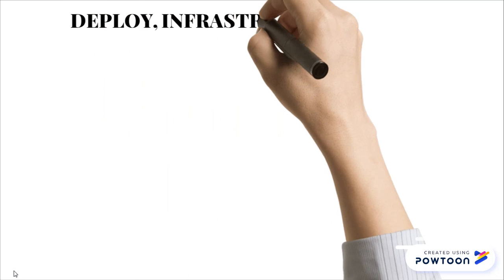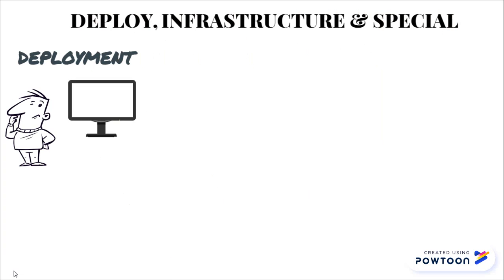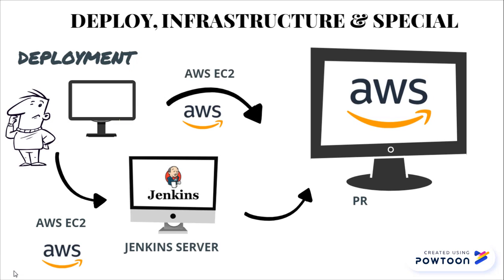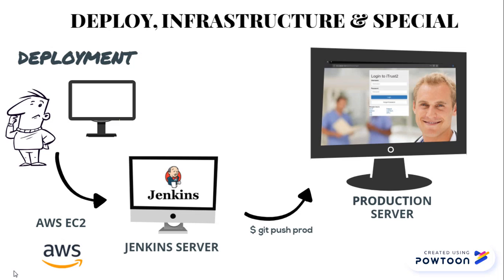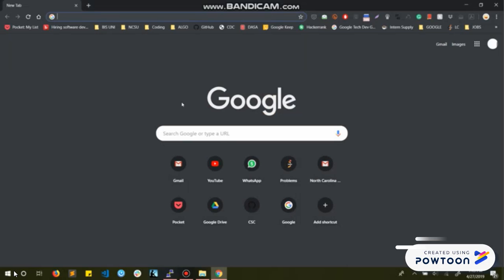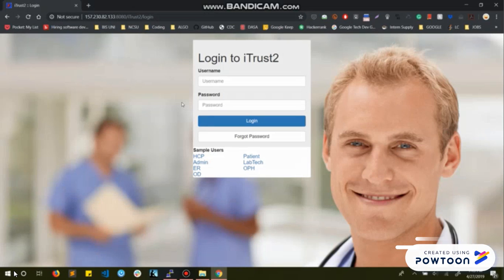So for the final milestone in the deployment part, we used AWS to deploy our own Jenkins server on an AWS EC2 instance. And then using the Jenkins server, we deployed the iTrust application to production on a different EC2. So over here, we have run our playbook. And now you can see the iTrust application coming up on the EC2 instance.